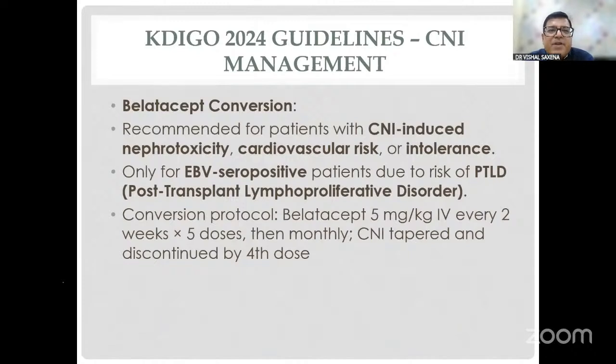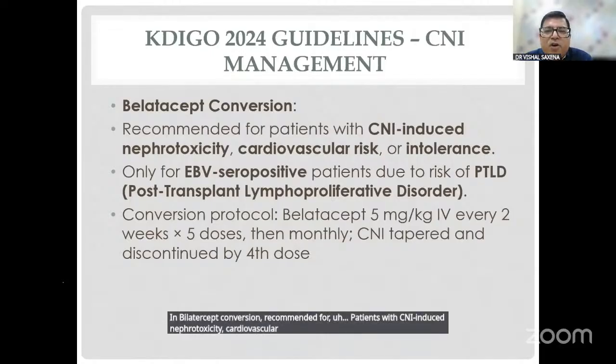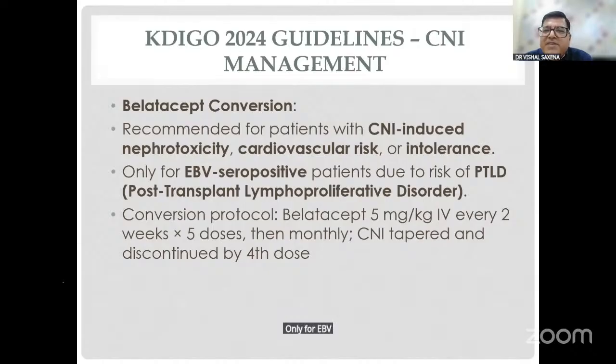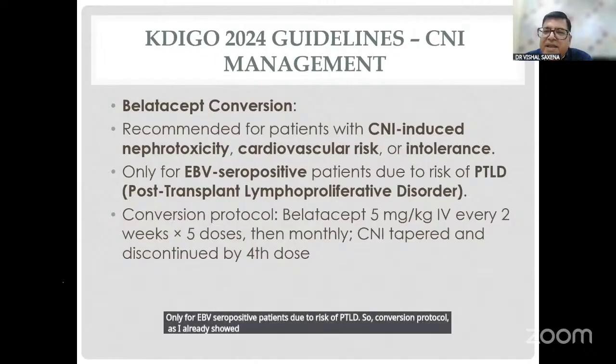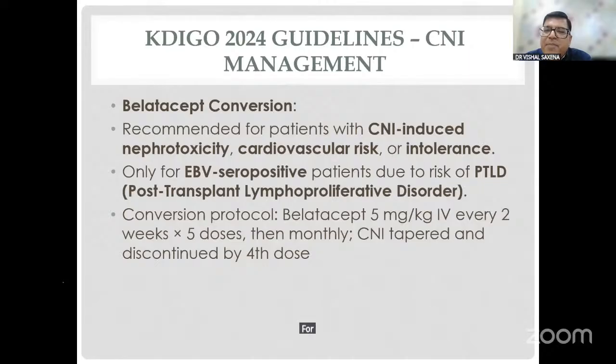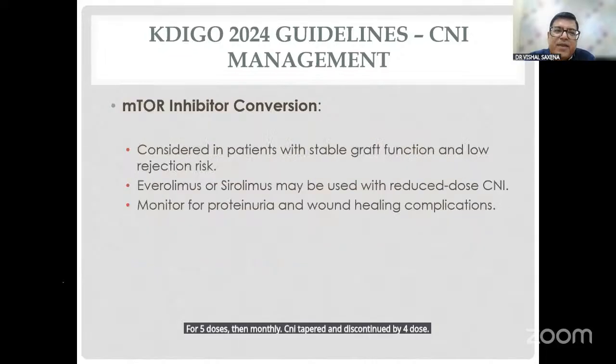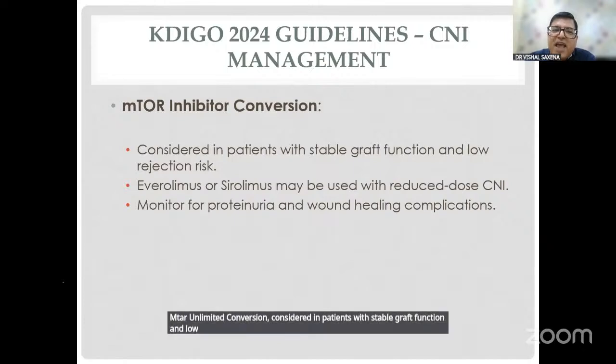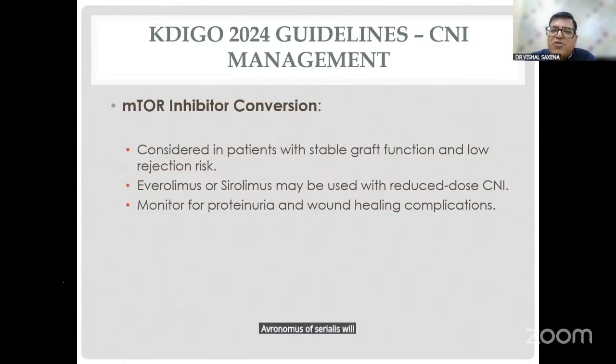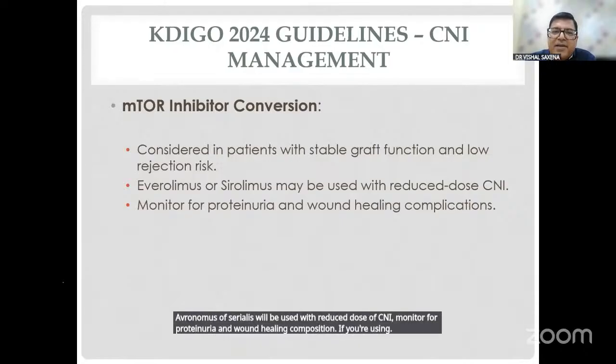In belatacept conversion, recommended for patients with CNI-induced nephrotoxicity, cardiovascular risk or intolerance, only for EBV seropositive patients due to risk of PTLD. So conversion protocol, as I already showed, belatacept 5 mg per kg IV every 2 weeks for 5 doses, then monthly. CNI tapered and discontinued by 4 doses. mTOR inhibitor conversion considered in patients with stable graft function and low rejection risk. Everolimus or sirolimus will be used with reduced dose of CNI. Monitor for proteinuria and wound healing complications if you're using early.